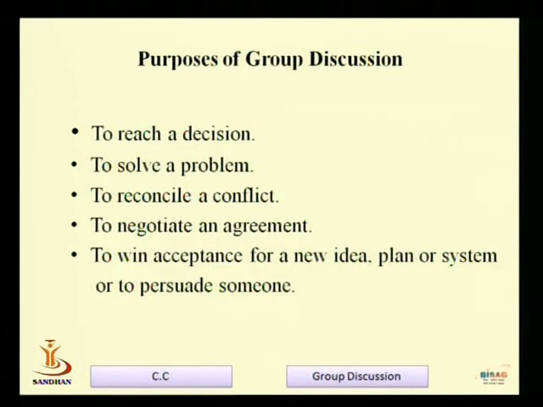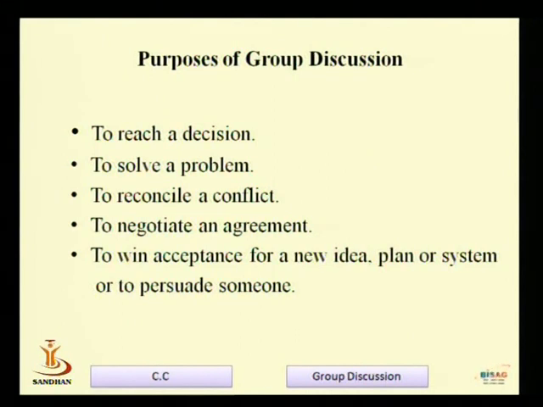So I'm going to discuss a few things. How will you go with your group discussion skills as far as your commercial aspect is concerned or your professional life is concerned? Okay, so let's have a look at what are the purposes of group discussion. Now, see students, as I told you, group discussion is supposed to be a kind of discussion where you reach a decision. Okay, so the first purpose of group discussion is that you reach a decision.